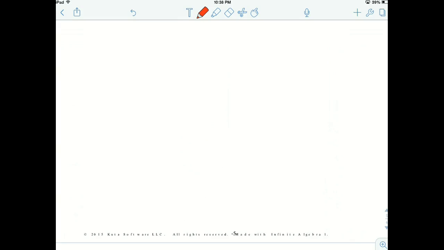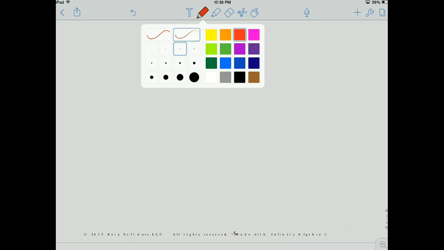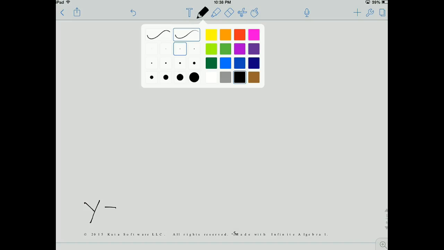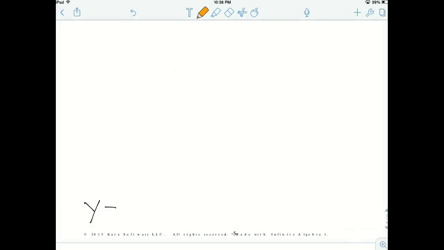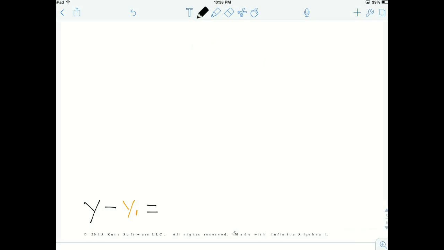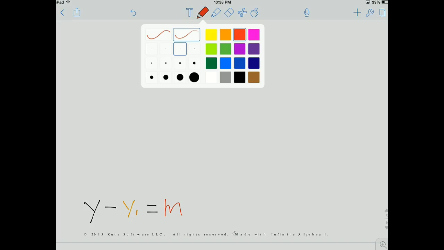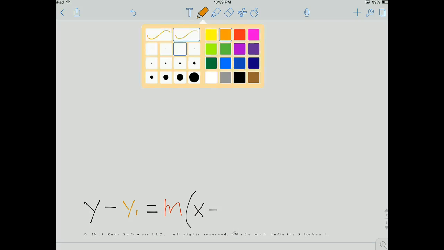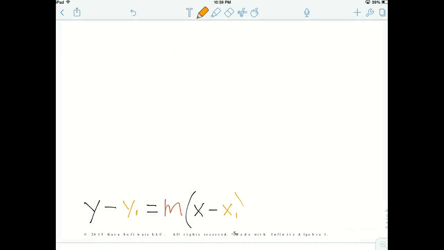The point-slope form is always going to say that y minus the y coordinate, which we call y1, is equal to your slope, which we usually call m, times x minus your x coordinate, which we call x1 typically.